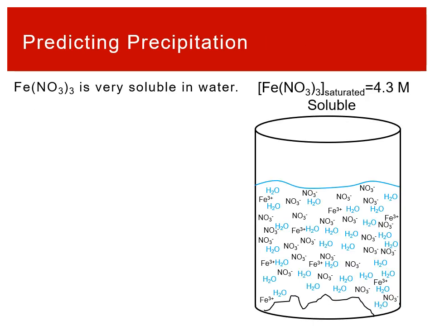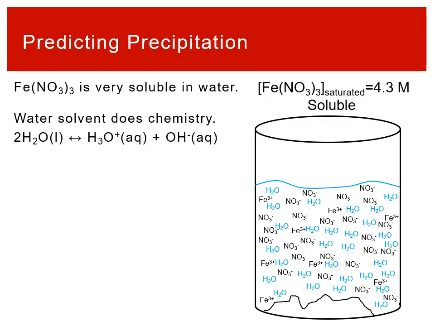Okay, so this idea of predicting precipitation is something we always need to be mindful of when we're making solutions. We always need to be thinking about what is in any solution that we're looking at. So this actually applies to something we saw earlier this semester in lab. Fe(NO3)3, iron 3 nitrate, is quite soluble in water. If you look up the Ksp, it's really positive, a lot greater than 1, and the solubility limit is 4.3 molar. So you can get a ton of iron 3 nitrate to dissolve in water.